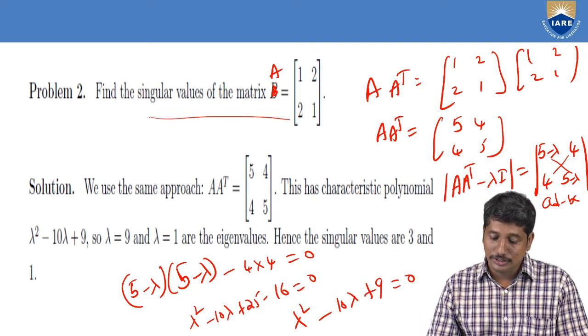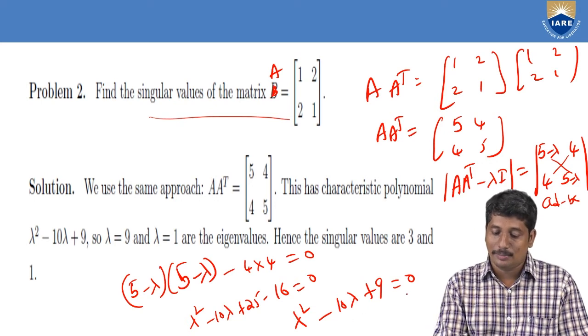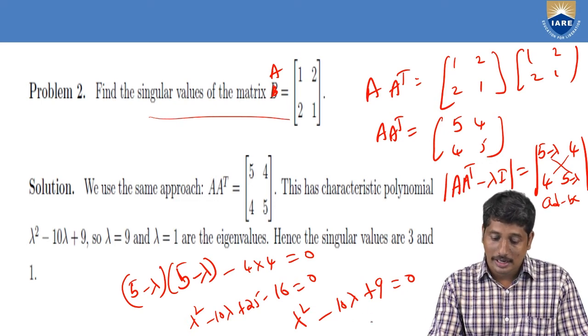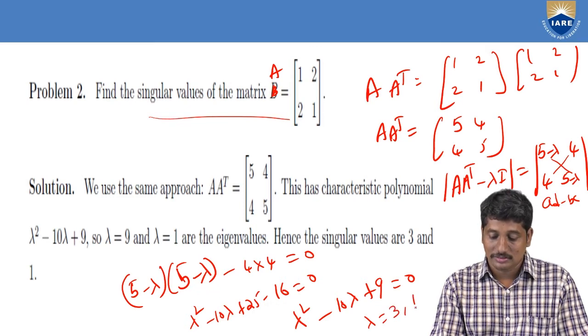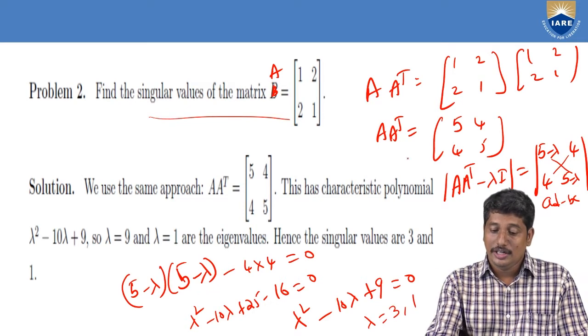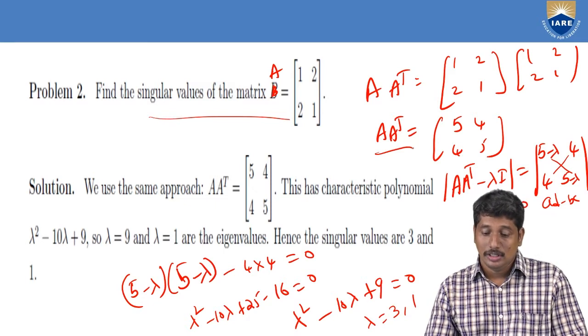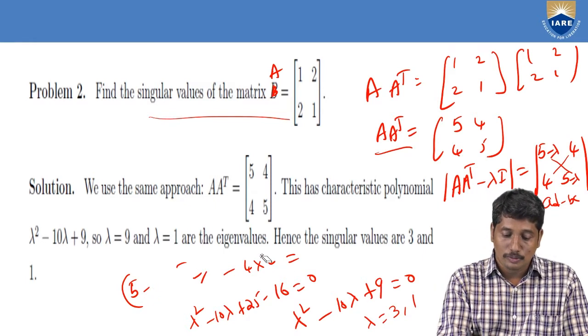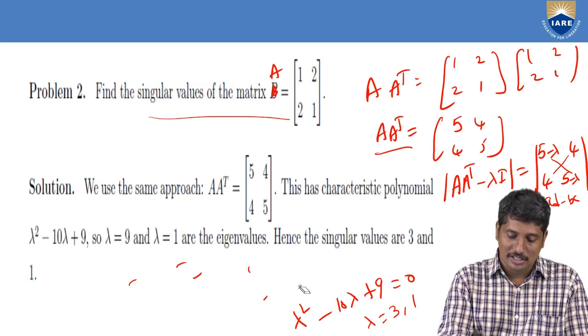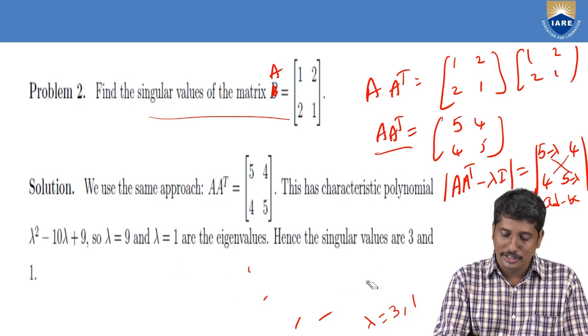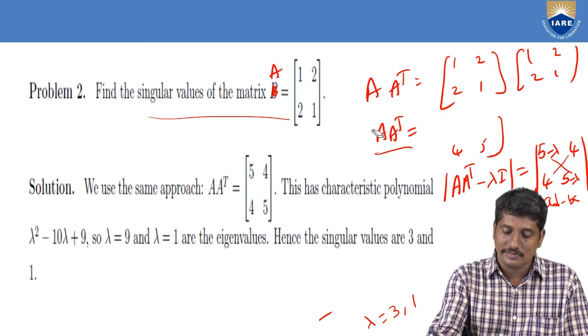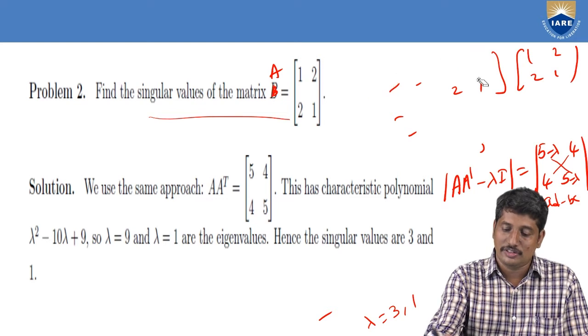So what is the equation we got? Lambda square minus 10 lambda plus 9 is equal to 0. And once we get the roots, they are nothing but 3, 1. These are the eigenvalues of A into A transpose. Now we are going to find the singular values. From these eigenvalues, we will obtain the singular values of the given matrix.